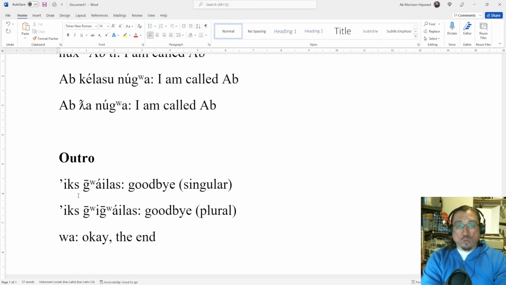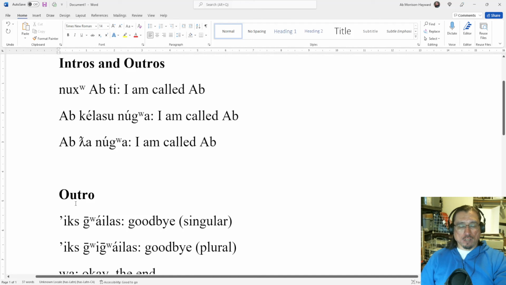It could also be a way of acknowledging something that has been said to you. So if somebody asks you to do something, you can say wa, which basically means okay, and you've acknowledged what the person has asked you to do. So I just thought I'd go over those and explain them a little bit more.